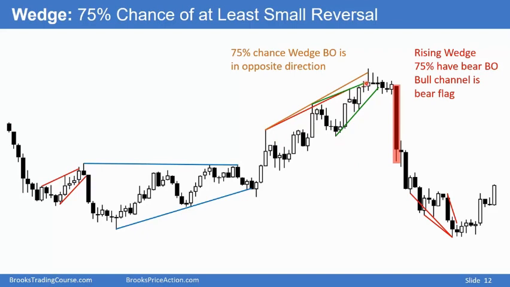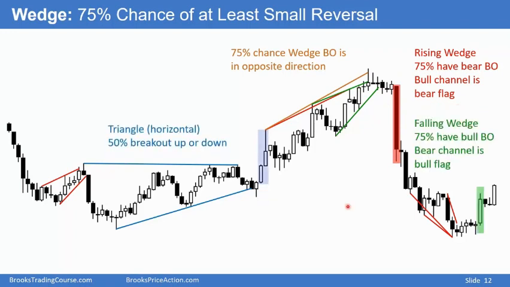Whenever I see a bull trend, whether or not it's a wedge, if it's in a channel like this, I think of it as a bear flag because I know the odds are there'll be a bear breakout either into a bear trend or into a trading range. A falling wedge, a bear channel, 75% chance there's going to be a bull breakout. A triangle, 50% chance you'll get a downside breakout, 50% chance you'll get an upside breakout. 50% chance the first breakout will reverse.